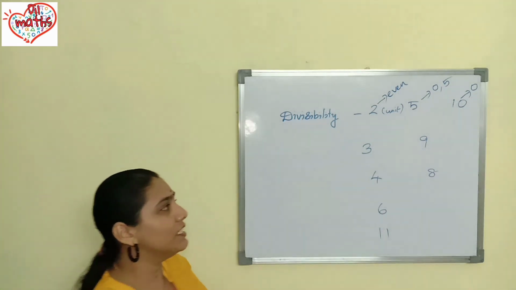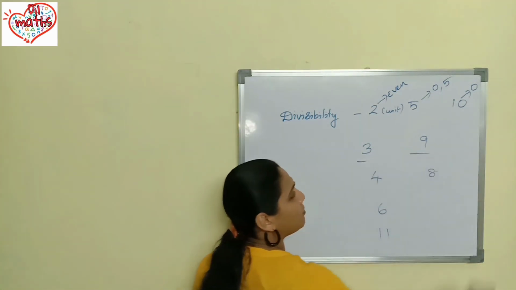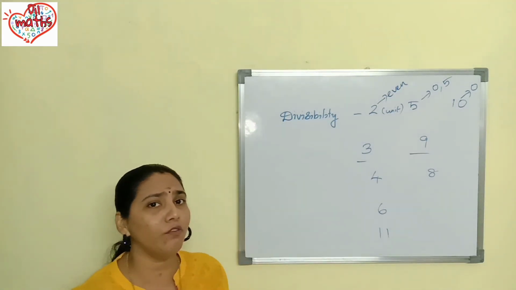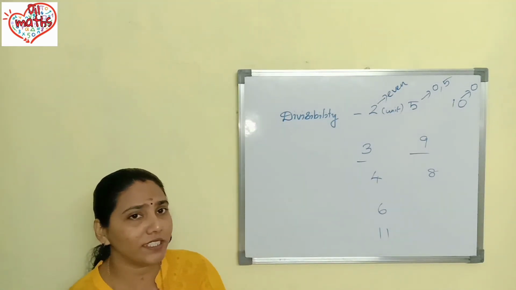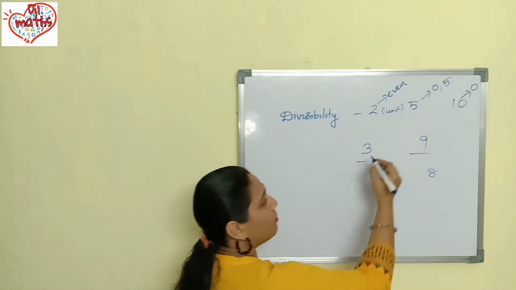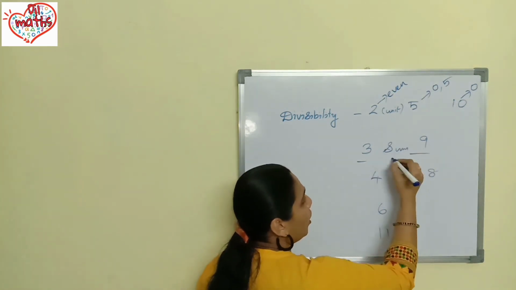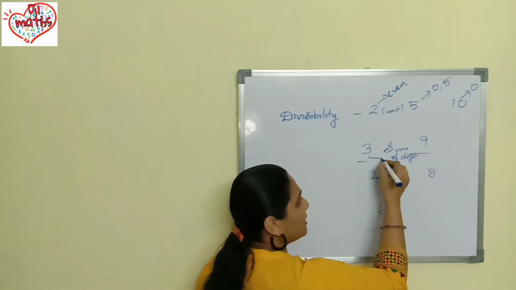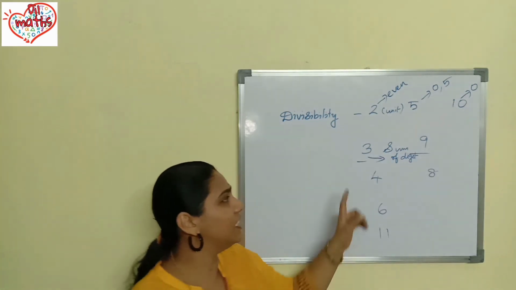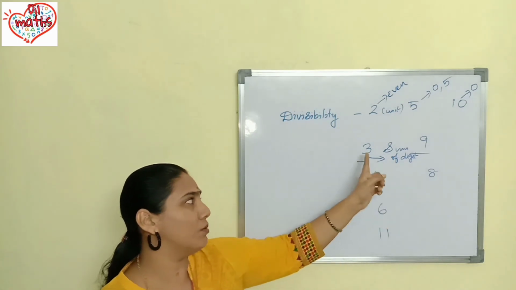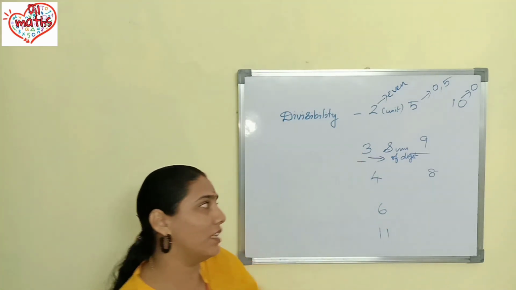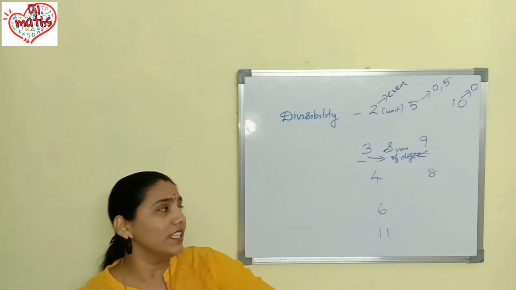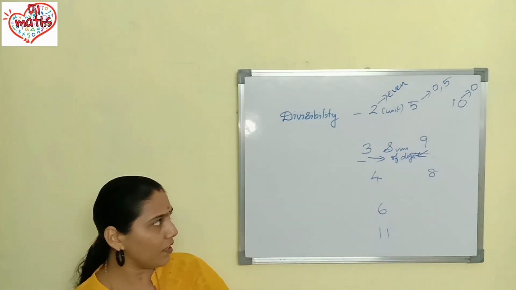Okay, next one is 3 and 9. How will you remember this? In these two, you have to find the sum of digits, and check whether that sum is divisible by 3. If it is divisible by 3, you can say that the given number is divisible by 3. And if it is divisible by 9, you can say that the number is divisible by 9.